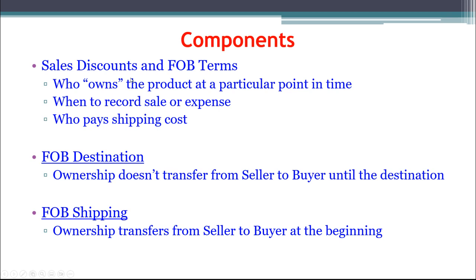One other important thing this determines is who owns the product while it's en route. If it's FOB destination, the seller continues to own the product until the very end. And if it's FOB shipping point, the buyer owns the product even though they haven't seen it yet. So for inventory counting purposes, that's going to determine who needs to count that inventory. Someone needs to count the inventory for sure.